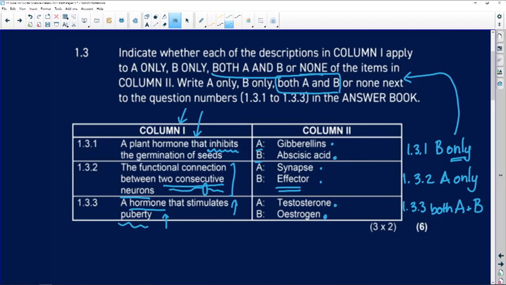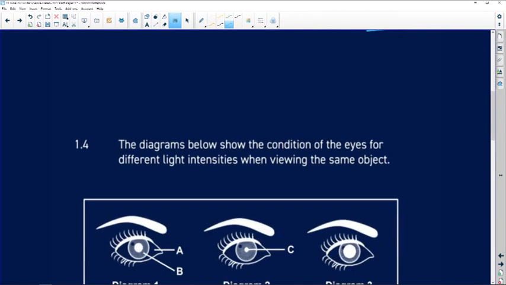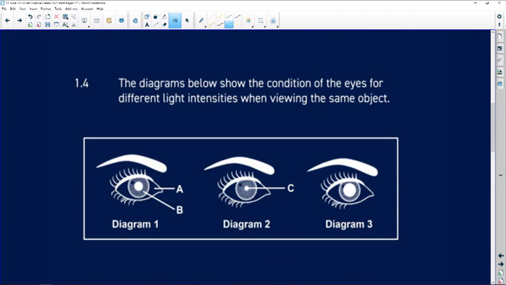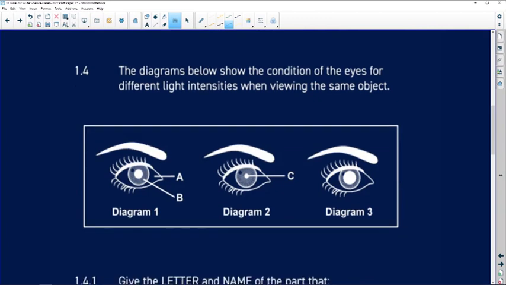This is Life Sciences Paper 1 from November 2022. Question 1.4 lets us explore a diagram, but let's read the instruction first. The diagrams below show the condition of the eyes for different light intensities when viewing the same object.